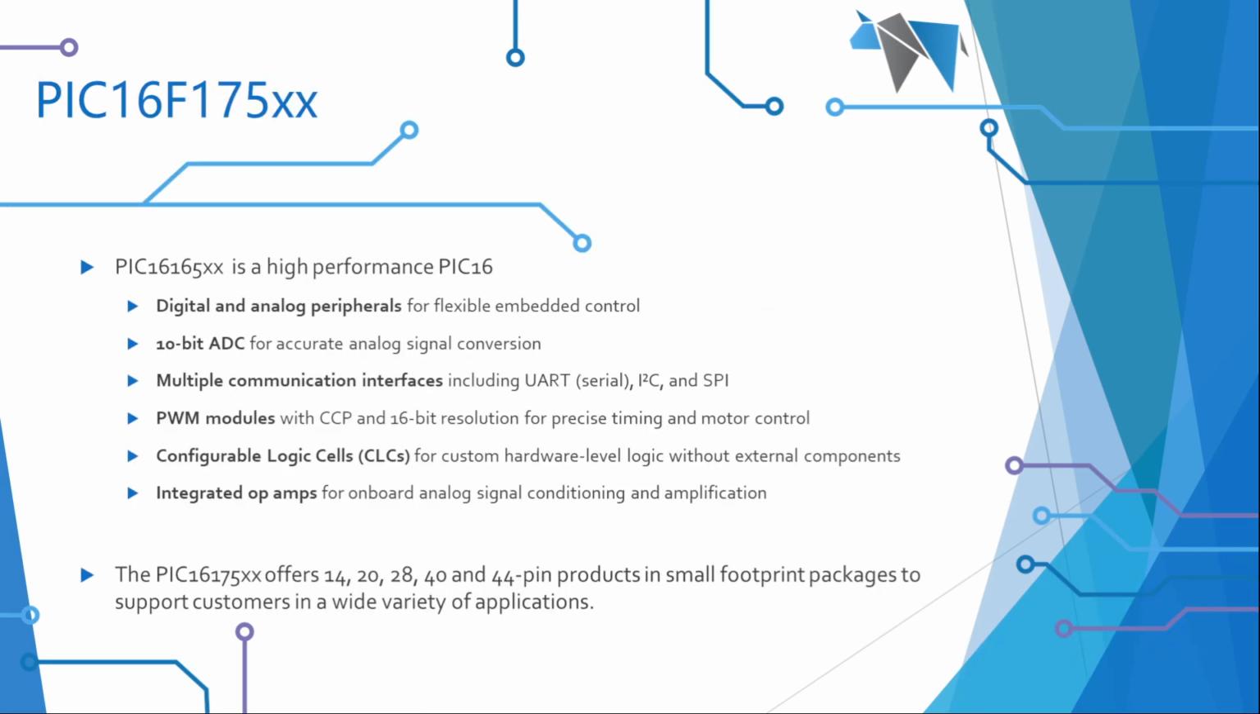So what is the PIC16F175 chip family? It's a high performance PIC. It's got digital and analog peripherals, 10-bit ADCs, pretty standard communication interfaces in terms of serial, that's the UART, I2C and SPI, PWM, and CLCs. I'll show you the CLCs, quite complex, but not too hard to use with GCBASIC. Integrated op amps, 4 on board, and it comes in various sizes from 14 through to 44 pin products. I'm using a PDIP product.